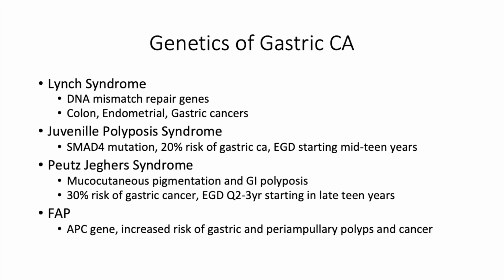And then finally, FAP, which is the APC gene on 5q. You guys should know that for the test. Know that for your ABSITE. Increased risk of gastric and periampullary polyps and cancer. So these patients will also undergo EGD starting around the age of 18. And they need to not only look at the stomach, but also at the duodenum and the periampullary areas.